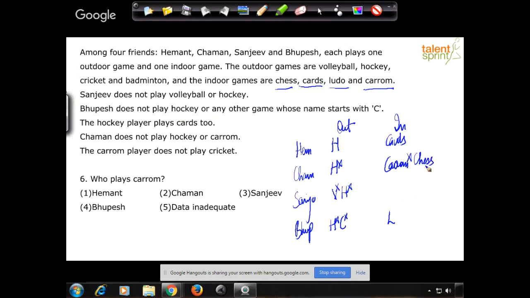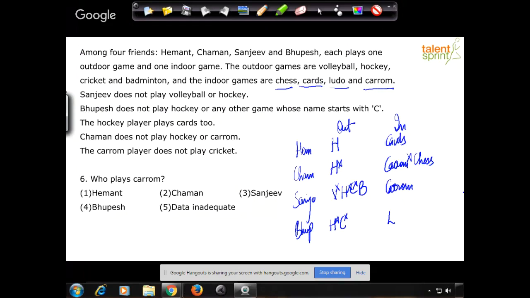Now, if Chaman is the guy who plays chess, carom being the only game left is the game that Sanjeev is going to play. Now, let us focus on the outdoor games. If Sanjeev plays carom, he cannot play cricket because that is what the last statement says. The carom player does not play cricket. Sanjeev plays carom, he does not play cricket, which means that Sanjeev plays badminton because we know from the given conditions that out of the 4 given games, 3 are games that are not played by him.